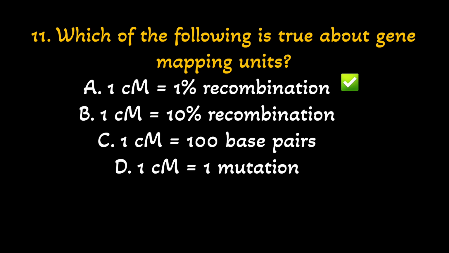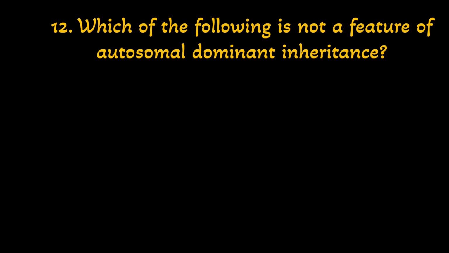So the correct answer is option A, 1 centimorgan is equal to 1% recombination, and the reason behind it is that a centimorgan is a unit of genetic distance that represents a 1% chance of recombination between 2 genes during meiosis. It is used in linkage mapping to estimate how close genes are on a chromosome. So you understand, the smaller the centimorgan value is, the closer the genes are. So option A is the correct answer.